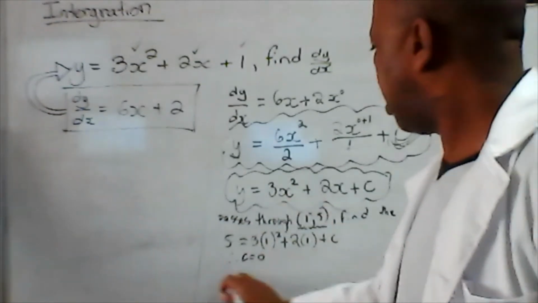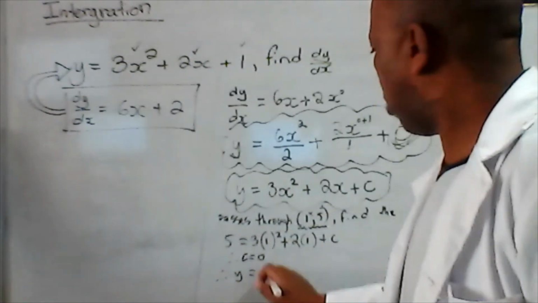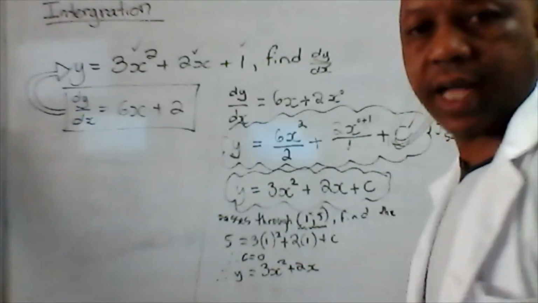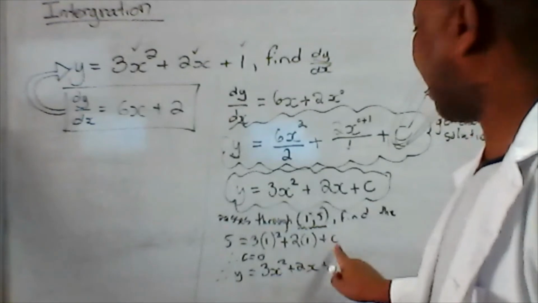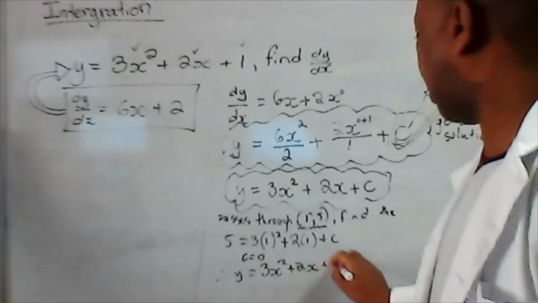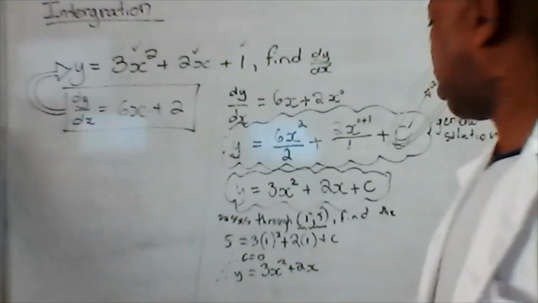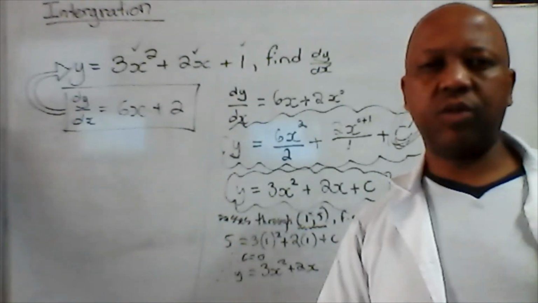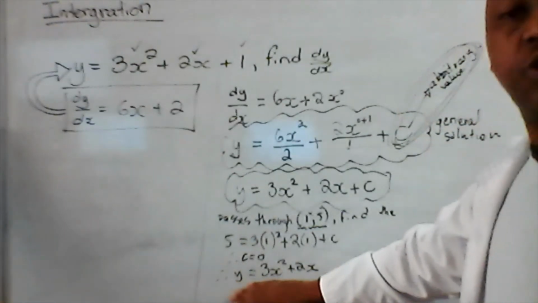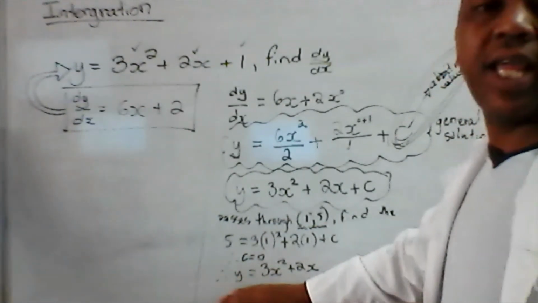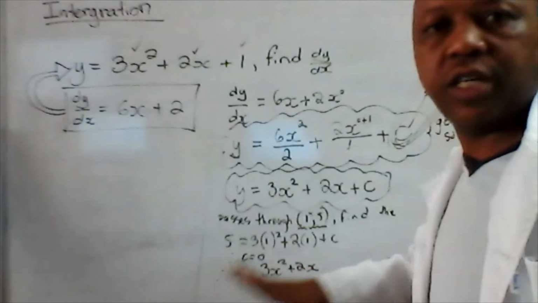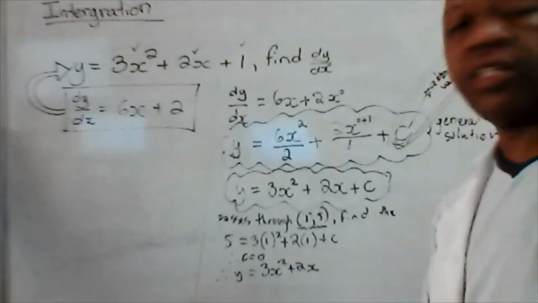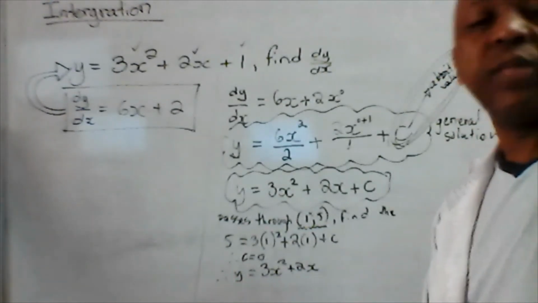So that equation, y is equal to 3x squared plus 2x plus whatever value of c you find here. In this case, it's just 0. We can just leave it as is. If it was 1, we would have substituted 1, whatever the value of c was going to be. So now this is not an arbitrary solution anymore, but this is a specific solution of a particular function in terms of y.